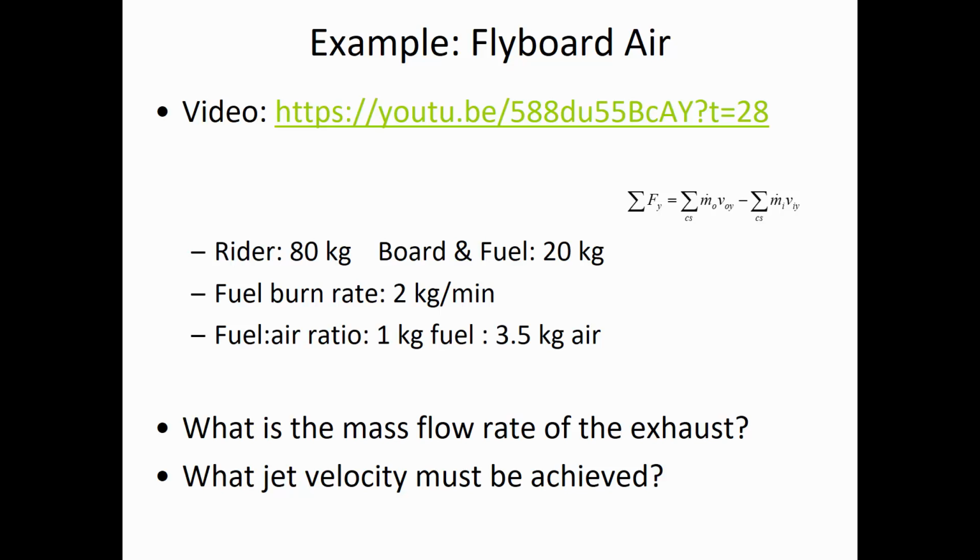So what we now can determine is what jet velocity has to be achieved, because the forces in the y direction should be the mass flow rate out times the velocity out in the y direction. So we can rearrange this and solve for the velocity out in the y direction: it's going to be the forces in the y direction divided by the mass flow rate out.